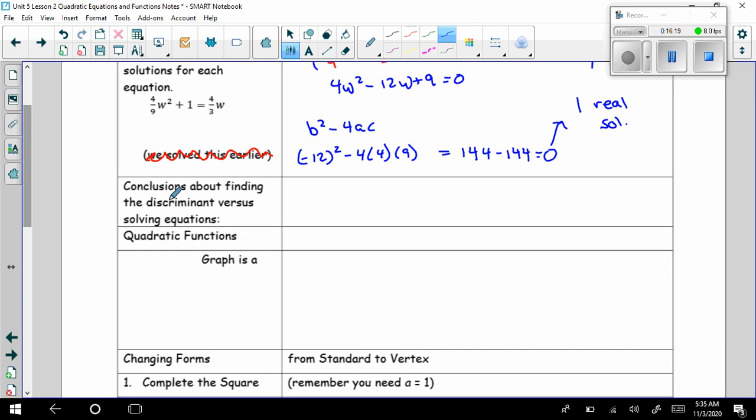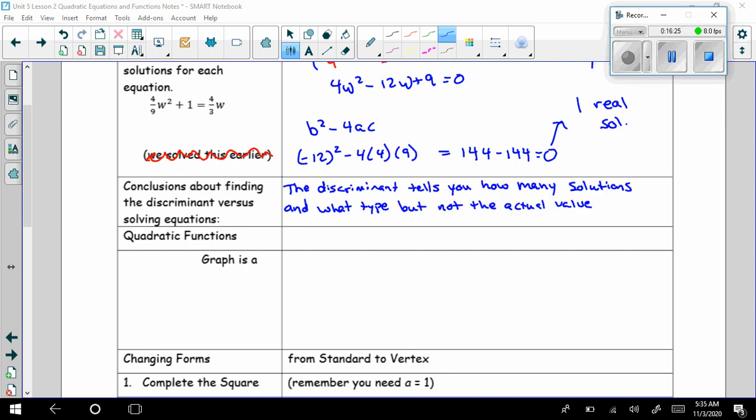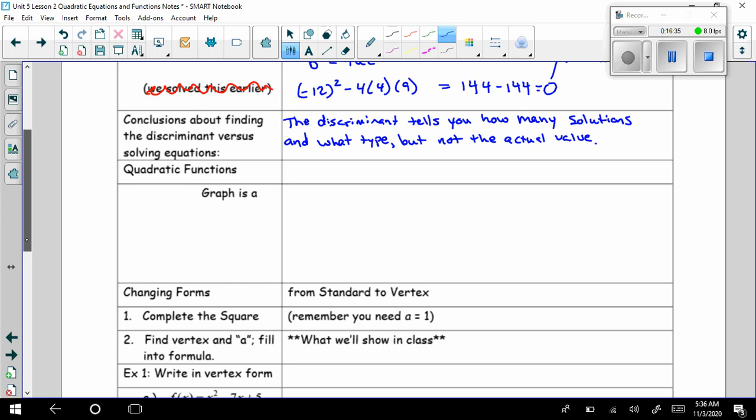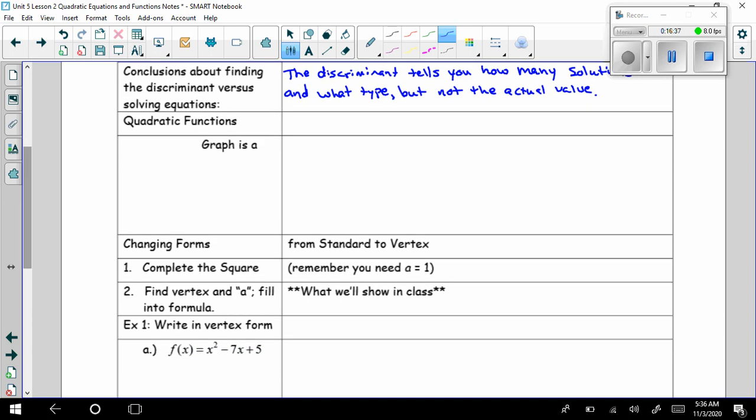So conclusions about finding the discriminant versus solving the equations. Right, the discriminant will tell you how many solutions and what type, but not the actual value of them. All right, so now moving in to the function itself.